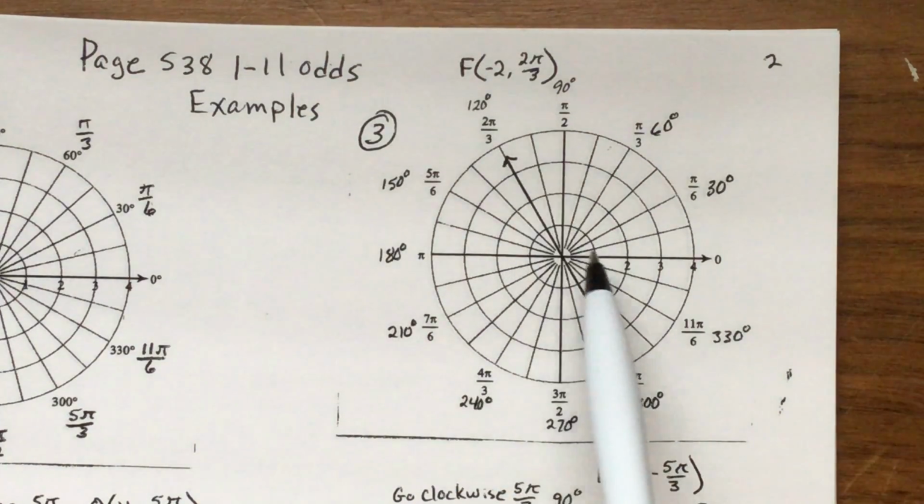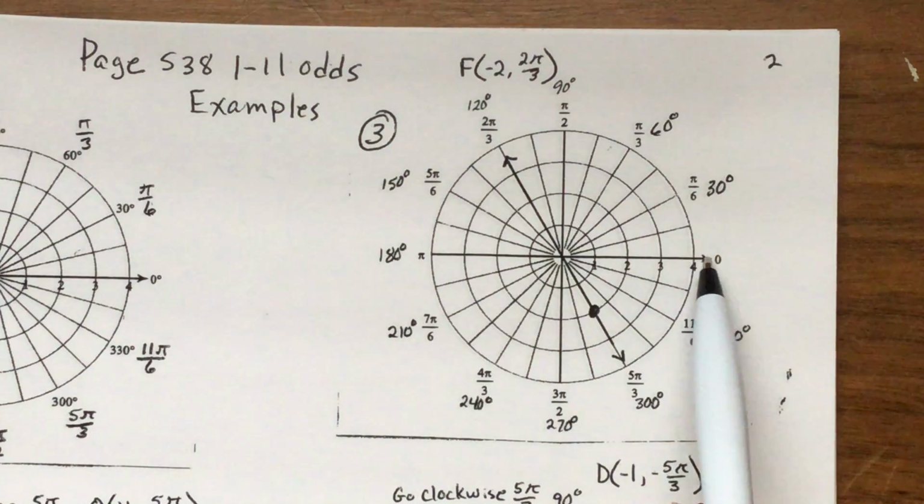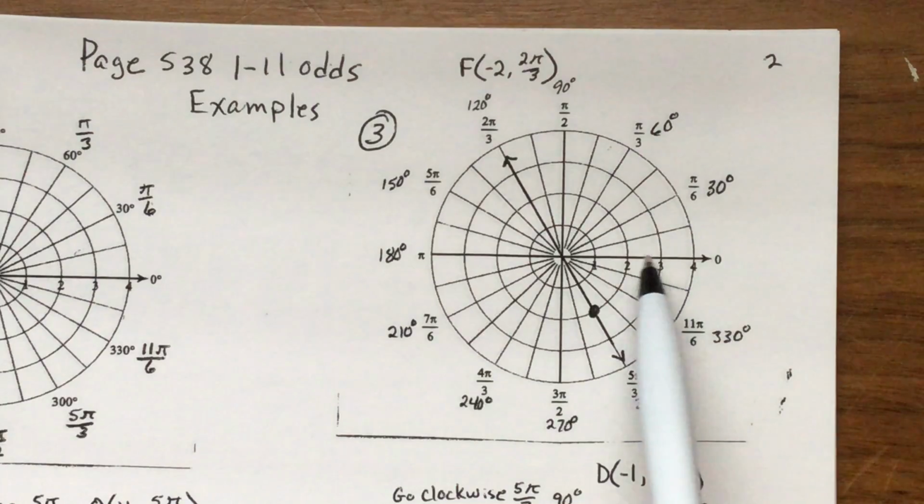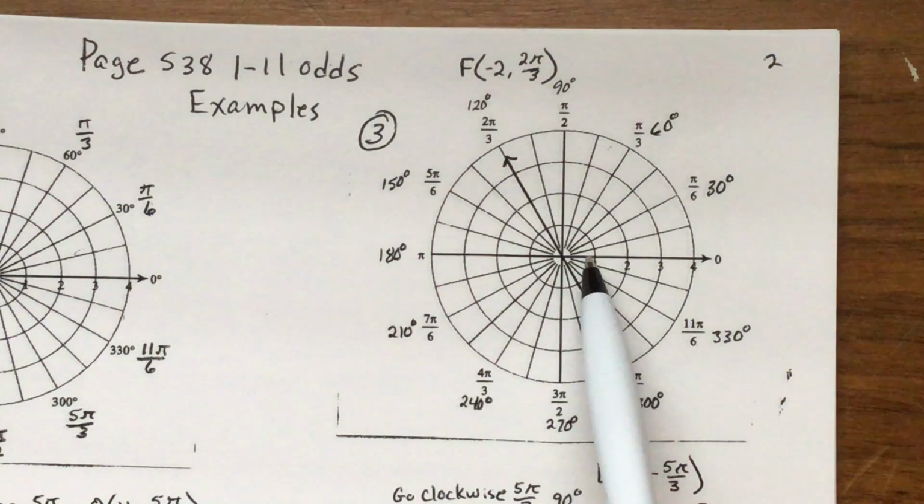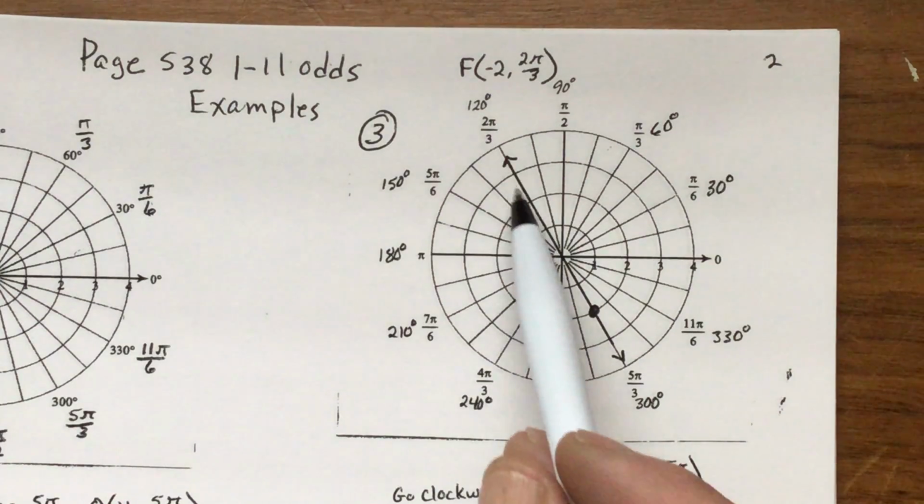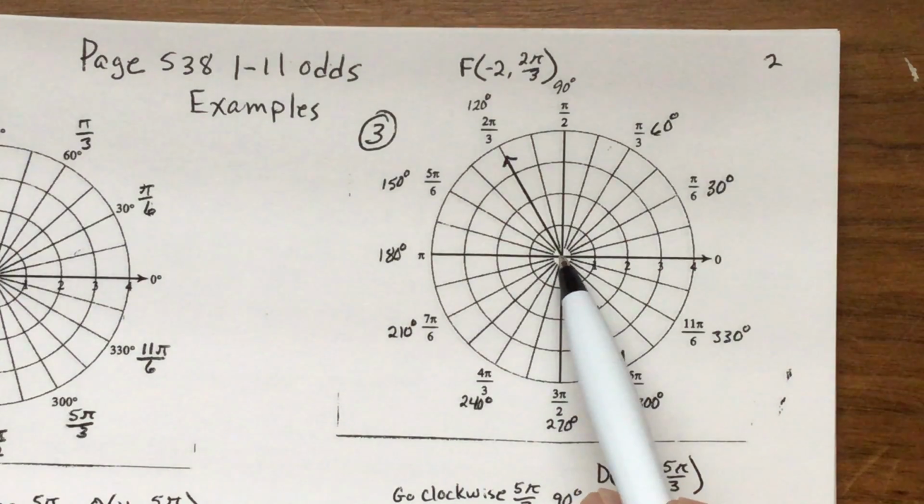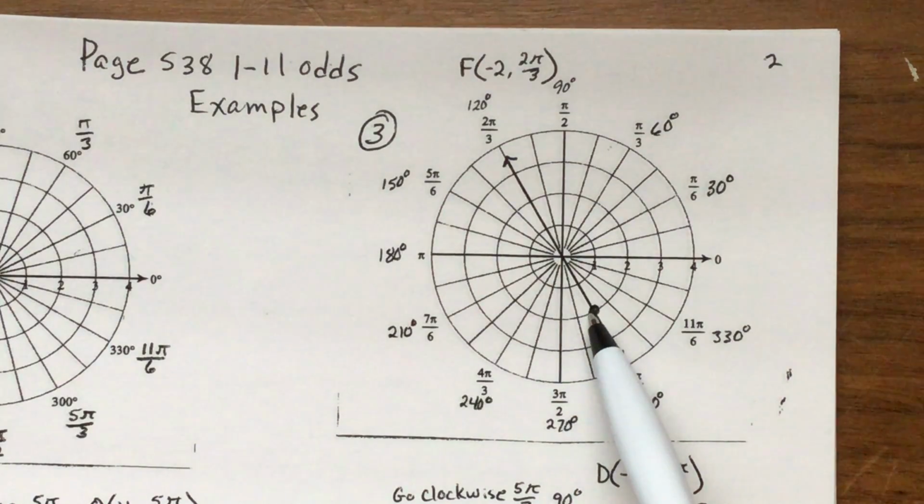Okay, so again, from where theta equals 0, rotate to 2 pi over 3, draw your line through that, and then from the origin go down 2.